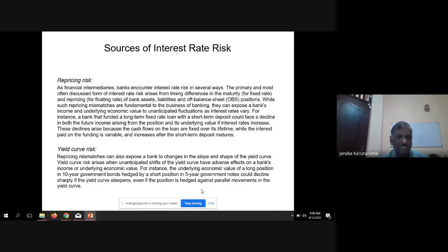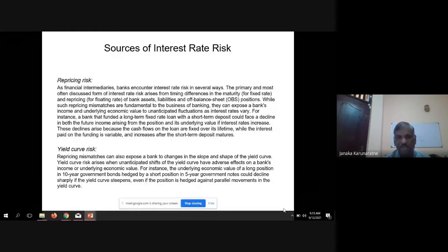Okay, so yield curve risk. The repricing mismatches can also expose a bank to changes in the slope and the shape of the yield curve. Now, yield curve risk arises when unanticipated shifts of the yield curve have an adverse effect on banks' income or underlying economic value. For instance, the underlying economic value of a long position in 10-year government bonds held against a short position in 5-year government notes could decline sharply if the yield curve steepens.